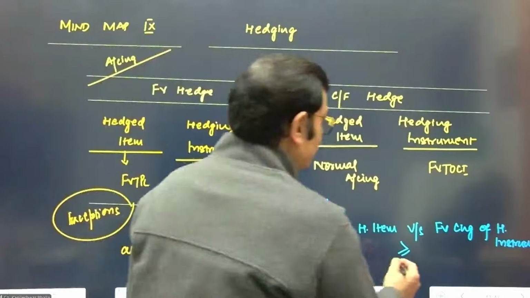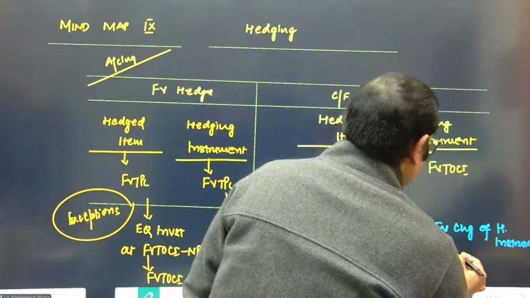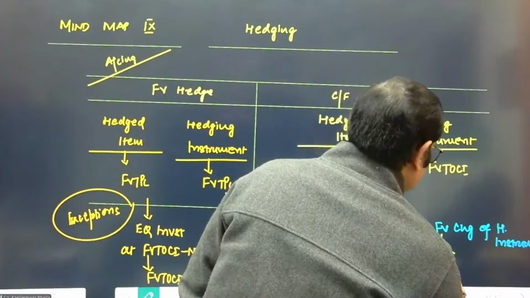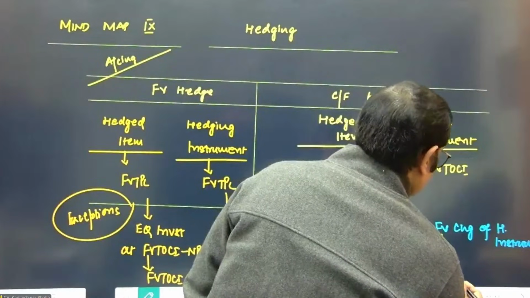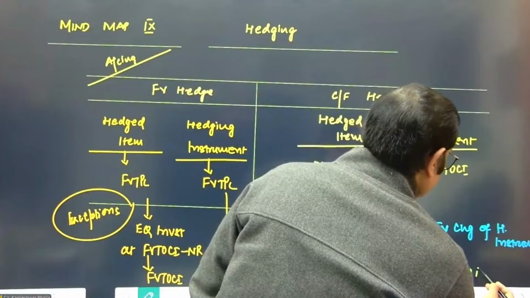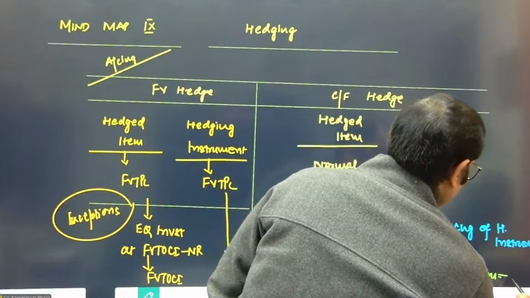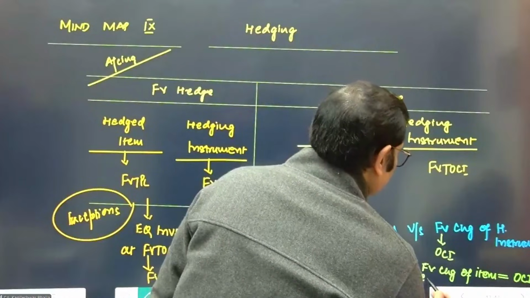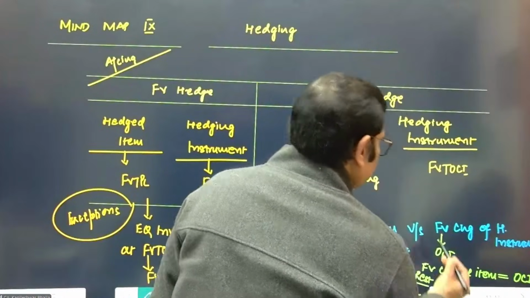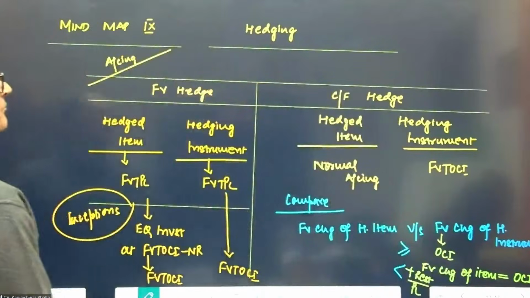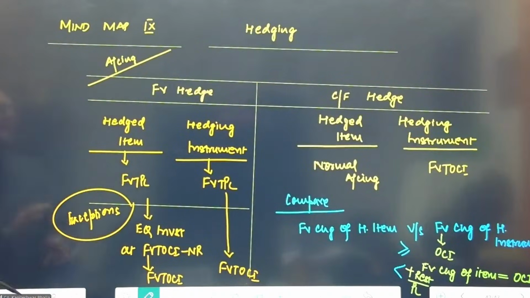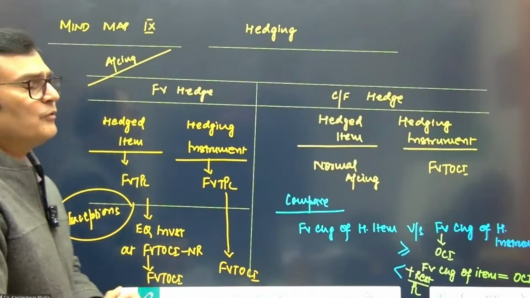Exactly. So if it is greater, the fair value change of the item goes in OCI, and the rest goes in the P&L. That becomes an ineffective portion of the hedge. So these are the basic parameters in terms of accounting for a fair value hedge as well as accounting for cash flow hedge.